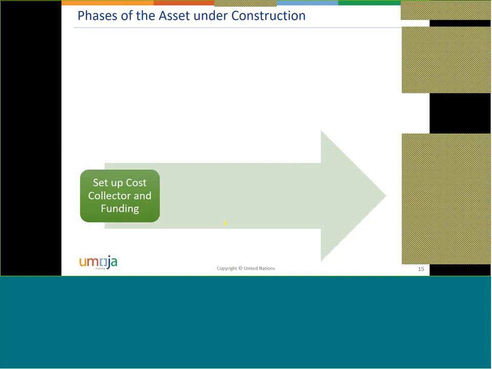of the cost collector and the funding. We will see later what this means, but basically, if you have an asset under construction, let's put a practical example. If you are in your mission and you have to build or construct a new compound, the first step will be setting up the cost collector, which in other terms is basically creating a project in the system, where you're going to detail if you are going to have a camp, how many buildings the camp will have, if it's going to have roads, and if it's going to have security fencing or whatever.